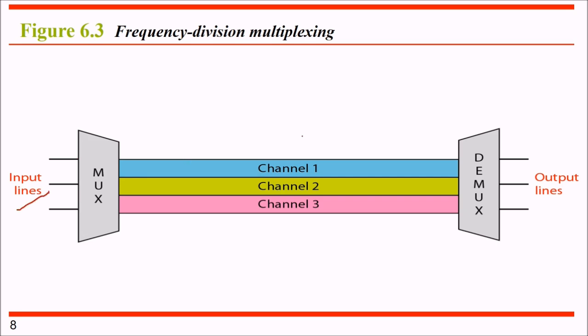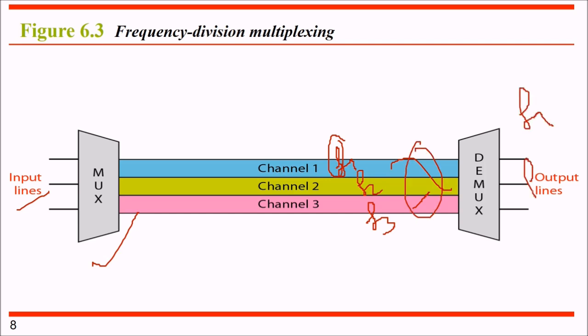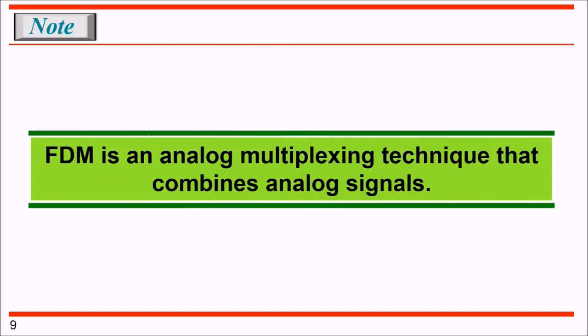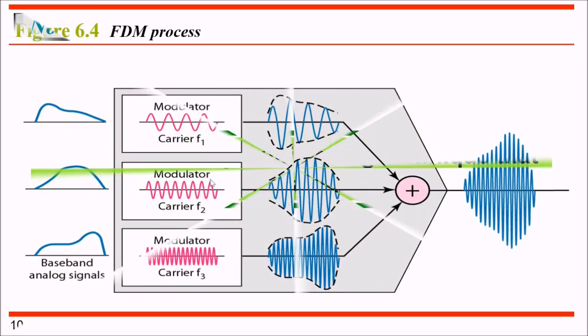So you have input lines, they are channels. F1, F2, F3. Who puts F1, F2, F3 in a single channel? How can you divide a channel with respect to your frequencies? This is done by a multiplexer. And how can you separate these again? Now this is frequency 1, this is frequency 2, this is frequency 3. You have a demultiplexer here. FDM is an analog multiplexing technique that combines analog signals.